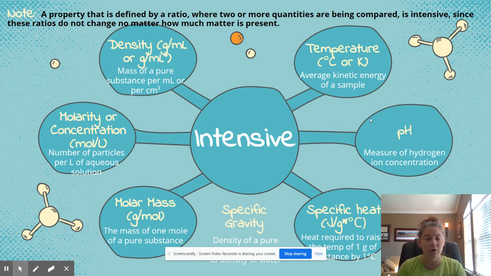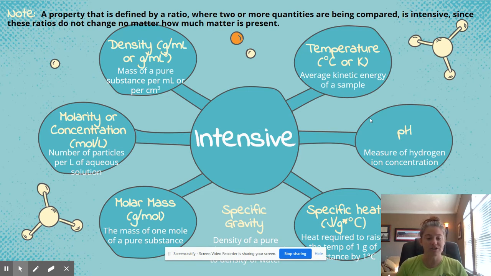Molarity, or concentration, has units of moles per liter. I know most of you don't know what that is, but don't worry, we will get there in the next unit. It could also stand for the number of particles per liter of aqueous solution. So if I have an aqueous solution of salt and water, it would be how many particles of the salt do I have per liter of the water in the solution.